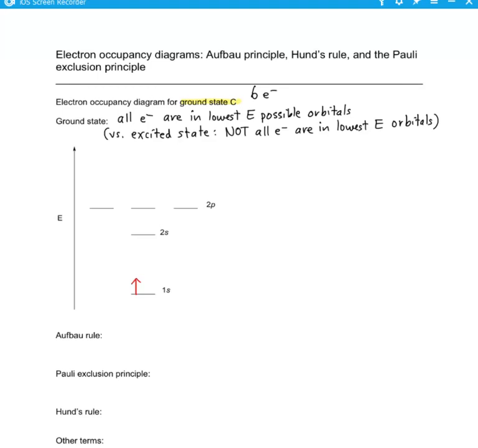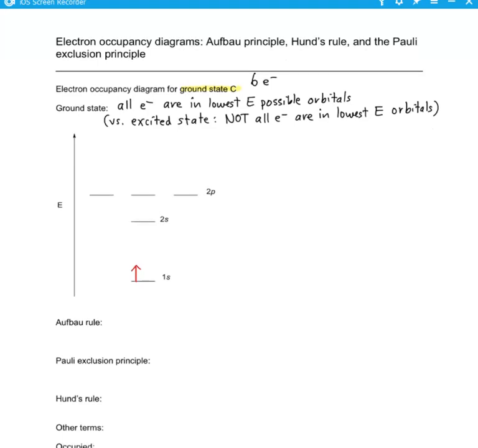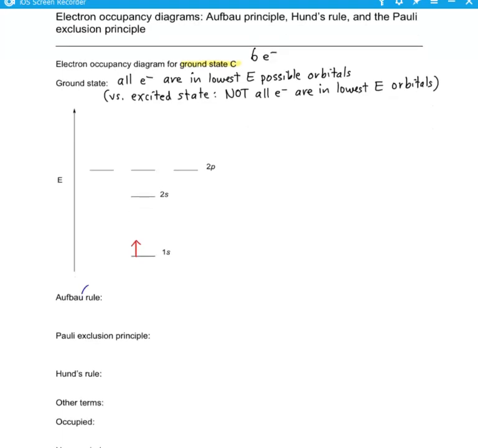So what we've done here is observe the Aufbau rule. Aufbau is a German word that means to build up. And all the Aufbau rule tells us is that we start by putting electrons in the lowest energy orbitals and working our way up.